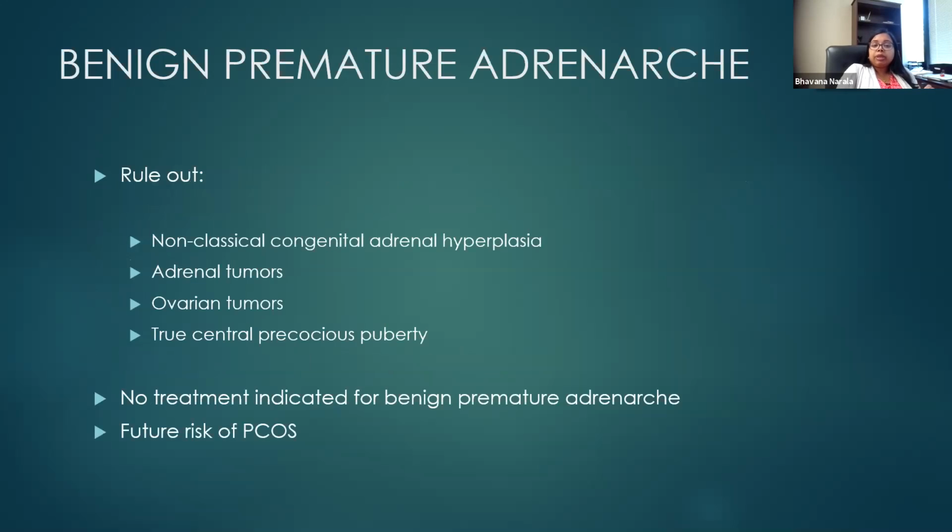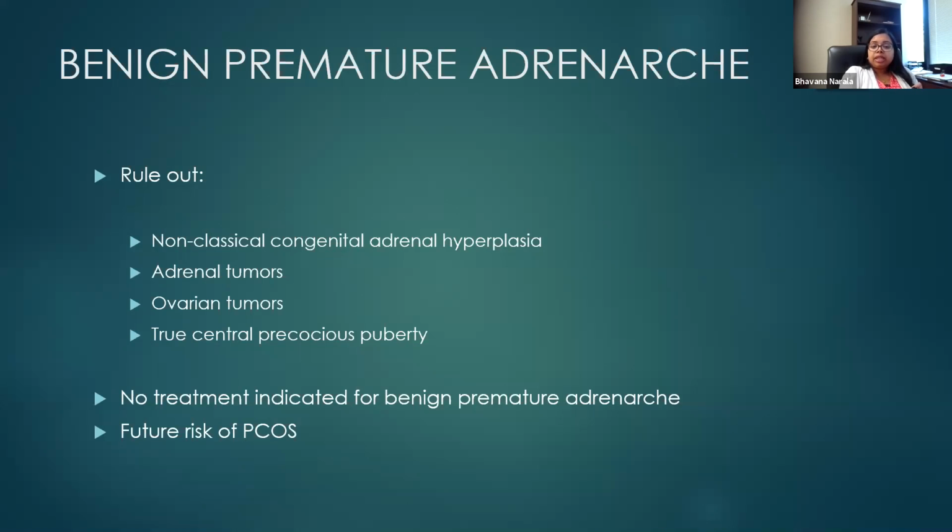In these children, say we do get a bone age and it's advanced, or we see some sign of virilization, a significant increase in acne, some linear growth acceleration, any of those that don't quite fit with benign premature adrenarche, I do go ahead and get blood work to rule out non-classical congenital adrenal hyperplasia and an adrenal tumor, maybe get some imaging to rule out an ovarian tumor, and then obviously true central precocious puberty.